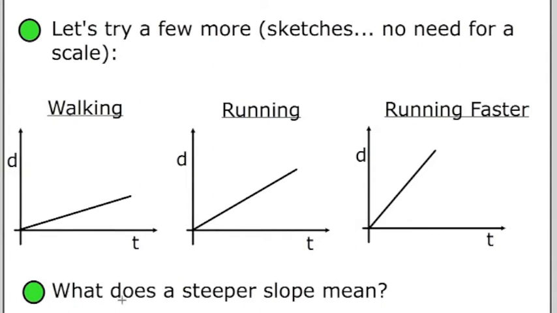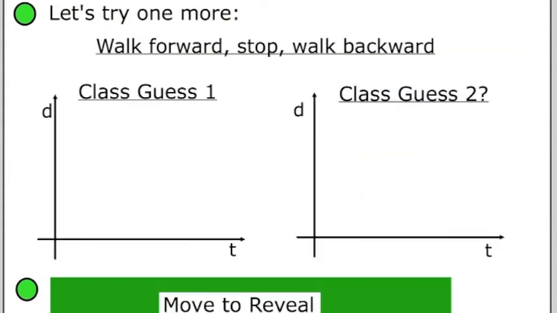So you can certainly tell now, what does a steeper slope mean? The higher the slope, the higher the gradient, if you prefer that word, the faster the person is moving. These are still distance time graphs. In class, we'll make a guess as to what a graph might look like if we have a situation like this, where a person walks forward, stops, then walks backward. So I'll let you ponder that for now, and we'll see what's under here in class.